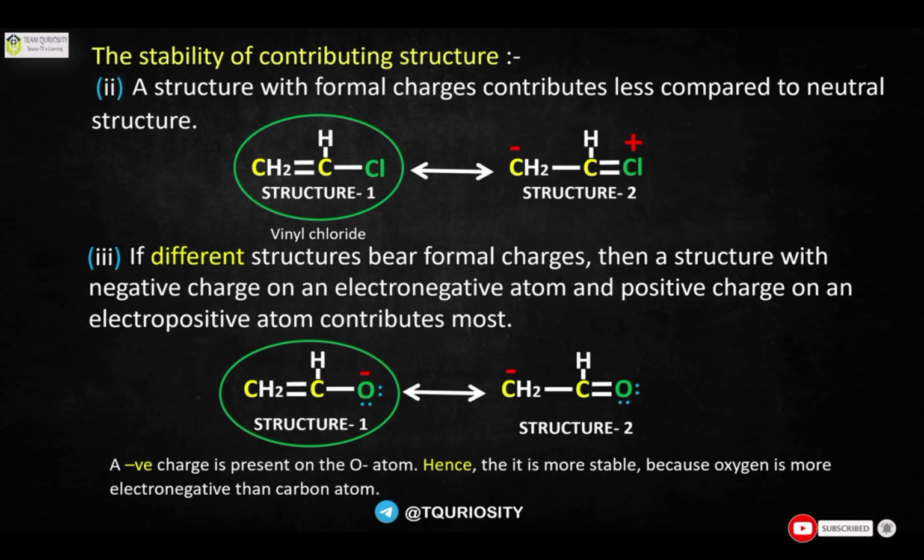As we can see in the given example, in the structure 1, a negative charge is present on the oxygen atom. Therefore, it is more stable than the second structure where the negative charge is present on the carbon atom. This is because oxygen is a more electronegative atom than carbon.